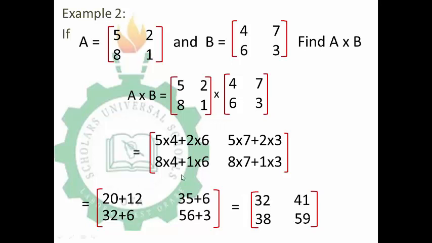If you want to know if it is commutative, you will now find B times A. This is A multiplied by B that you have found. You will now do B multiplied by A. By the time you do B multiplied by A, if your answer is still 32, 41, 38, 59, then you know that they are commutative. But if there is a difference in the answer, then you will conclude that A and B are not commutative under multiplication. So you have to show whether A and B are commutative under multiplication or not.